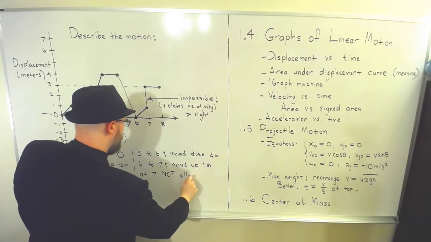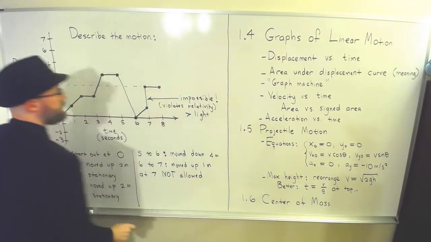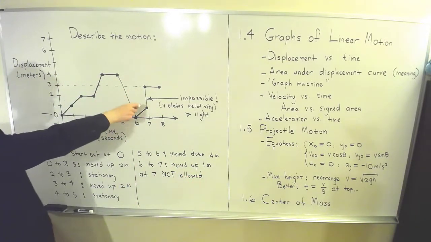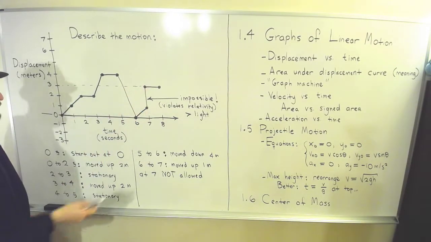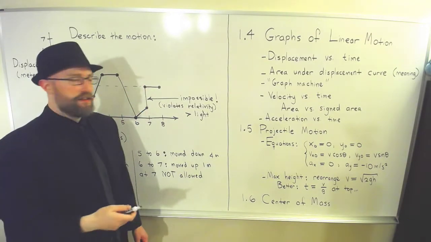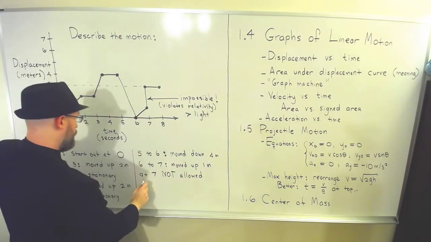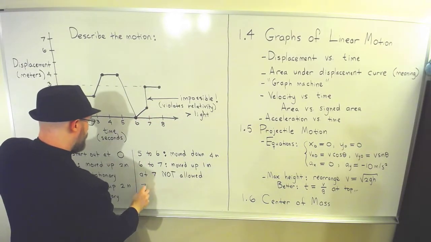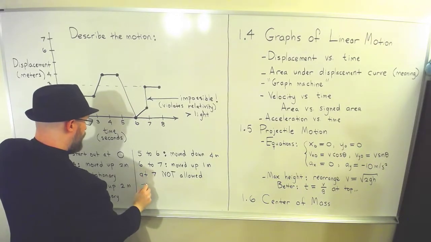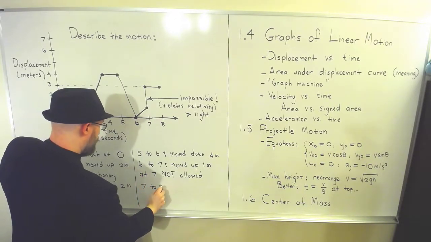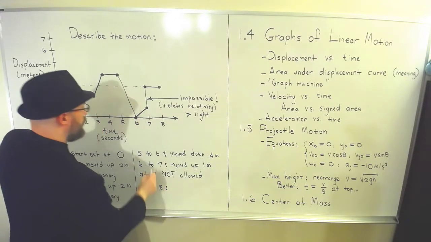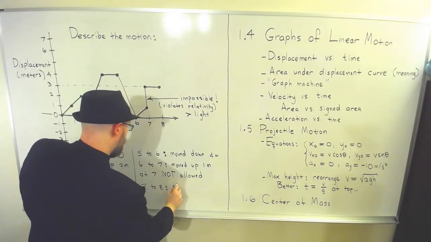So practically speaking, you're not going to see graphs that have something like that in it, but it's useful for teaching purposes to show you what that would mean if you did have that. So then in between 7 and 8, you would be stationary.